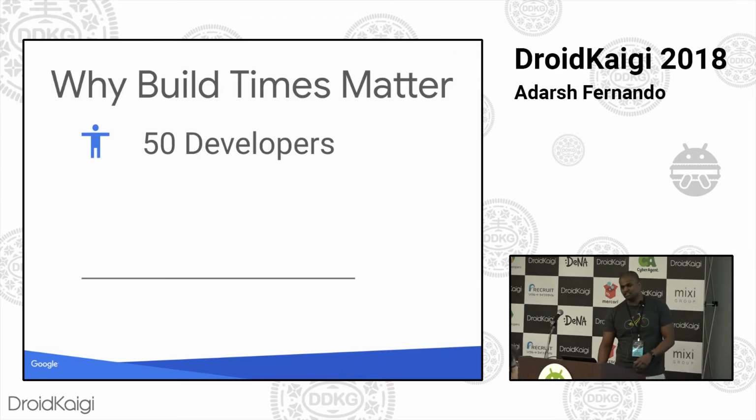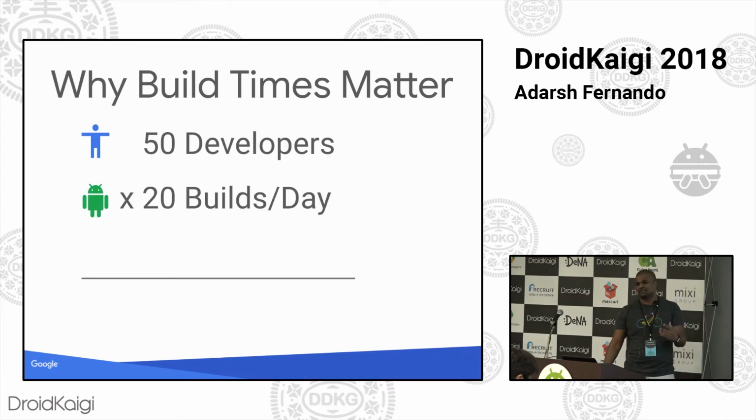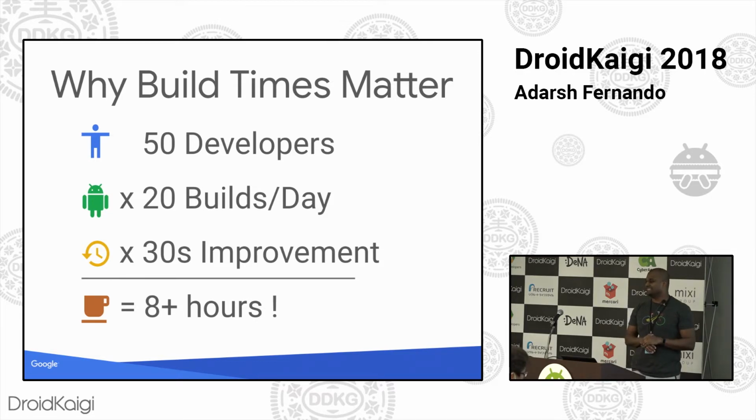So just to put some things into perspective, we're going to see some time measurements and how certain optimizations affect your build time. Let's talk about why build times matter, okay? Let's think of a medium-sized team of about 50 developers. That's medium-sized to me, give or take. Each developer is doing around 20 builds a day. Let's say we somehow manage to improve the build speed by 30 seconds, which is quite significant, right? That's more than 8 hours a day that gets saved.